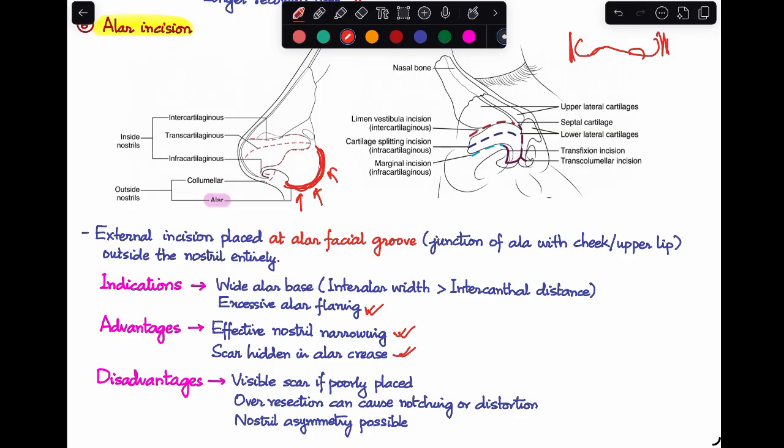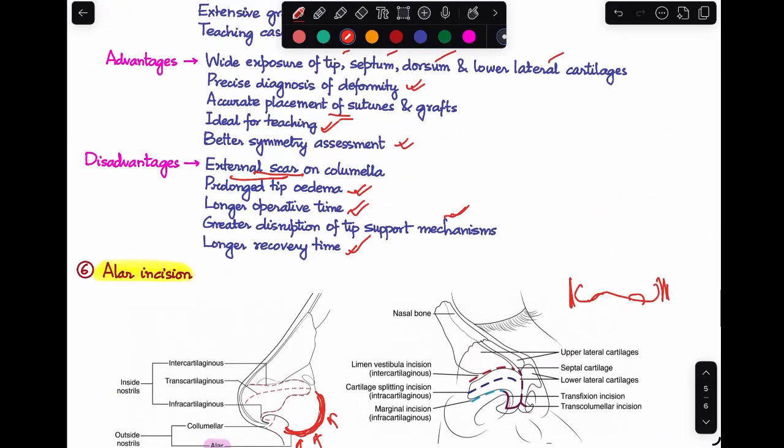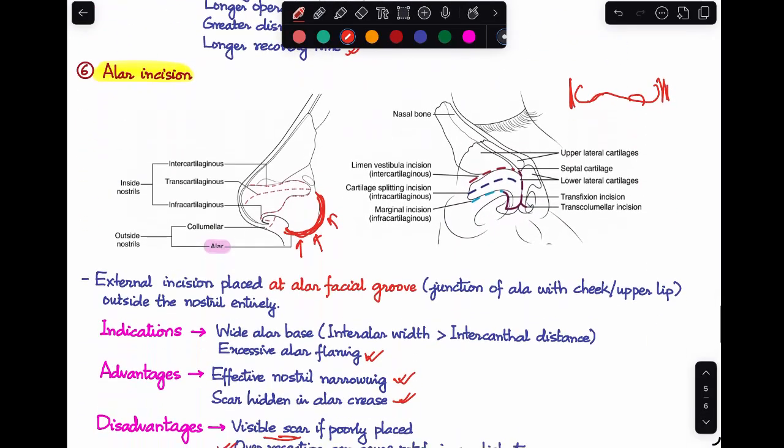But a disadvantage would be that if you have not placed the incision properly in the exact area required, you may end up with a visible scar. If you do over resection, it can lead to notching or distortion. And lastly, nostril asymmetry is very possible with this incision. So these are all the different incisions, the six different incisions under the two different approaches that we have to rhinoplasty.